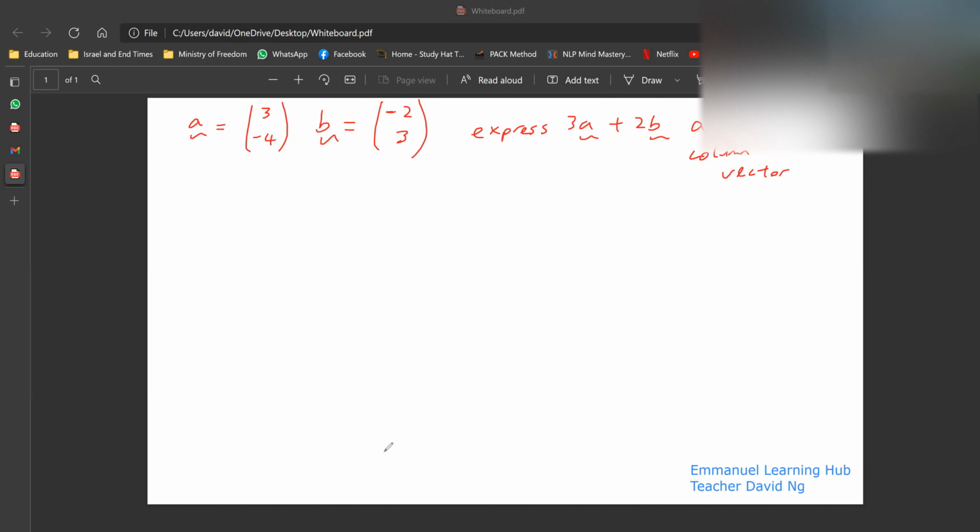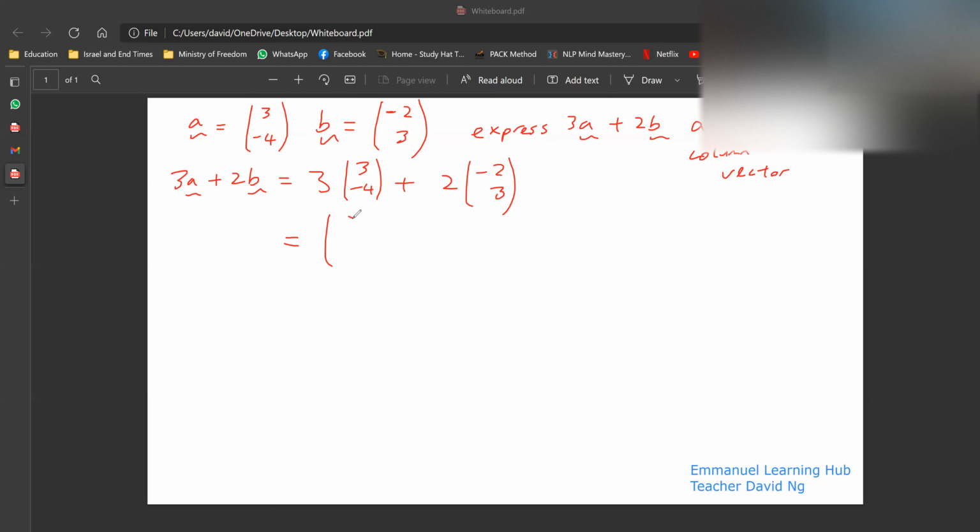Okay, this is an example that teacher David just created. So if your A is 3 and minus 4, B is minus 2, 3, express 3A plus 2B as a column vector. So your 3A plus your 2B will then be equal to 3A plus 2B. Can you understand? No? You just substitute in.